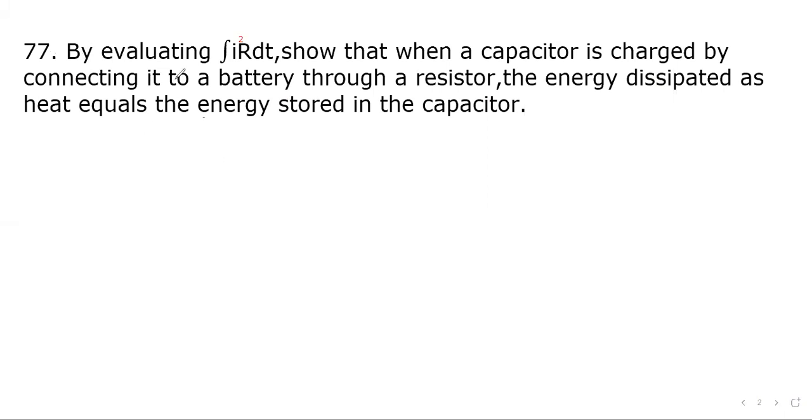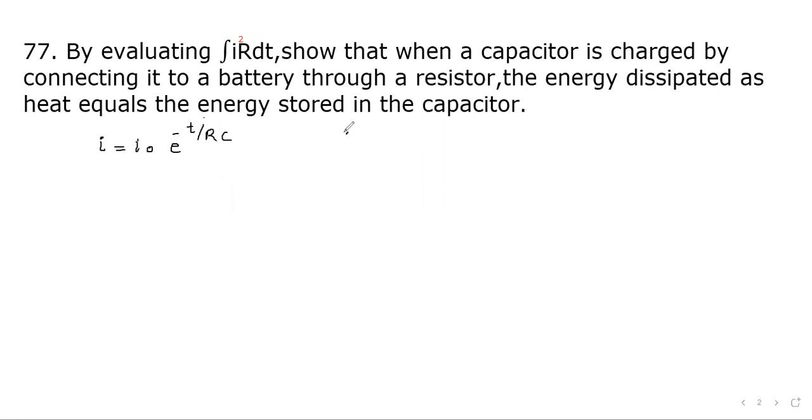Question 79. By evaluating the integral of I squared R dt, show that when a capacitor is charged by connecting it to a battery through a resistor, the energy dissipated as heat equals the energy stored in the capacitor. So we know that current is given by I equal to I0 e to the power minus t upon RC. This is the case of charging.